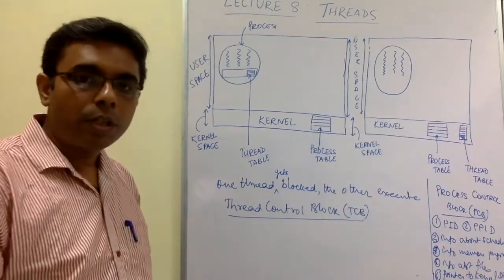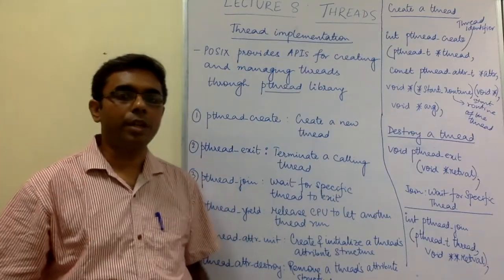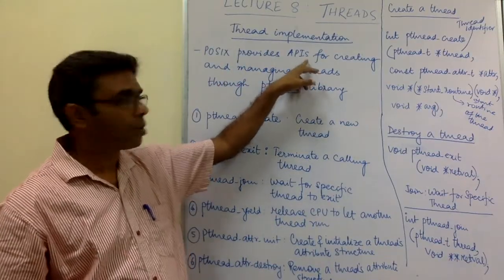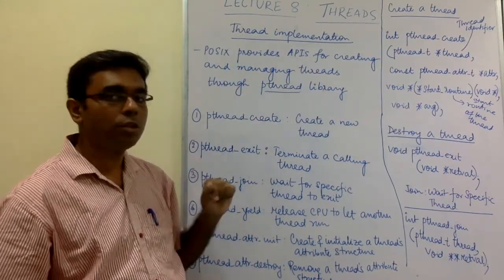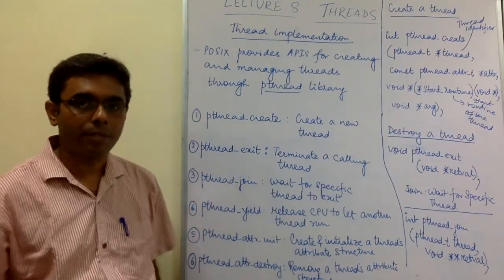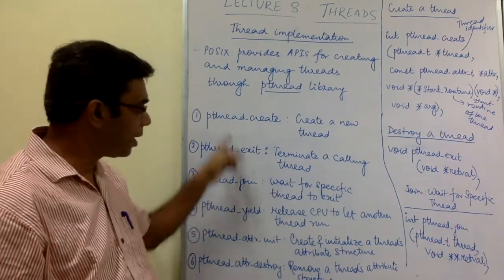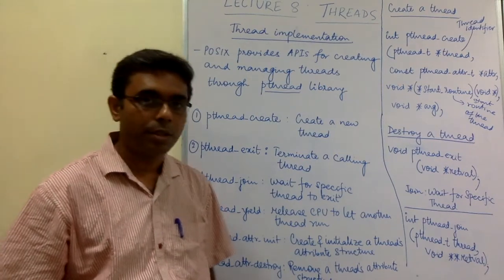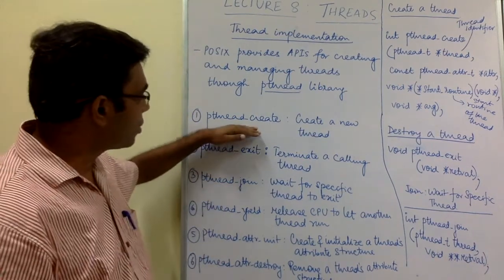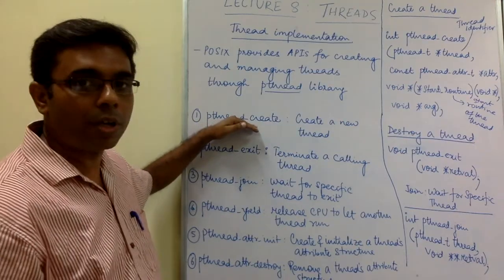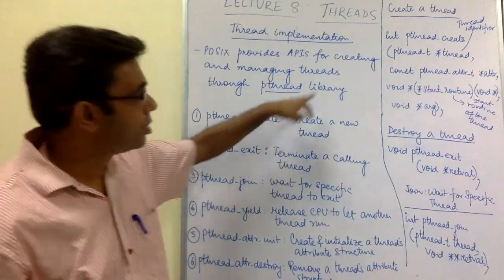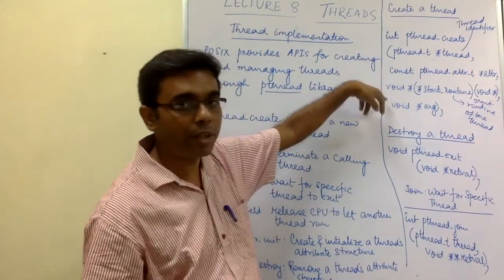Okay, now let's look at how threads are implemented. POSIX provides different APIs for creating and managing threads through the pthread library. And here we have the different functions that we'll be using to understand how to work with threads. The first one is a function called pthread_create, which is used to create a new thread. So this is the syntax of pthread_create.